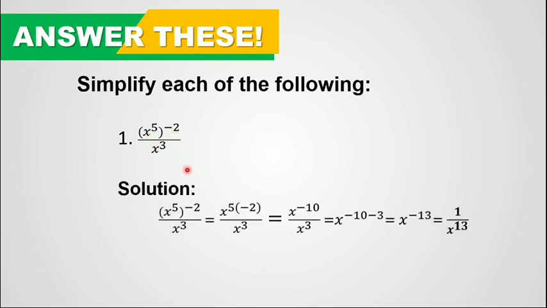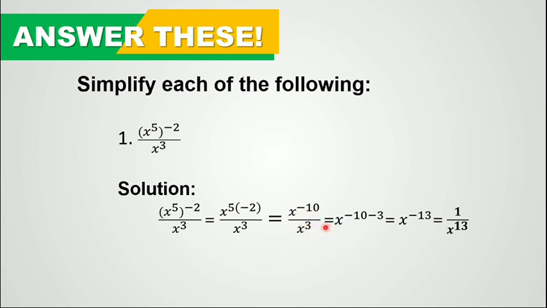So solution, since this is a power raised to a power, we will simply multiply the exponents. We will simply copy the base x, and then we will multiply 5 by negative 2, and then copy the denominator. So 5 times negative 2 is equal to negative 10, over x cubed. So x to the power of negative 10 over x cubed.